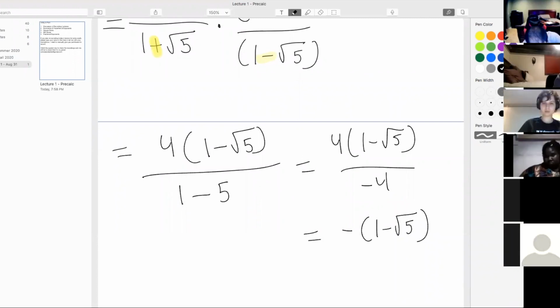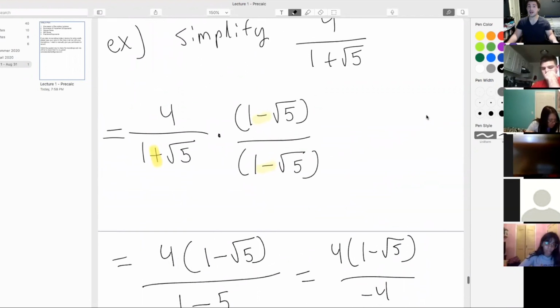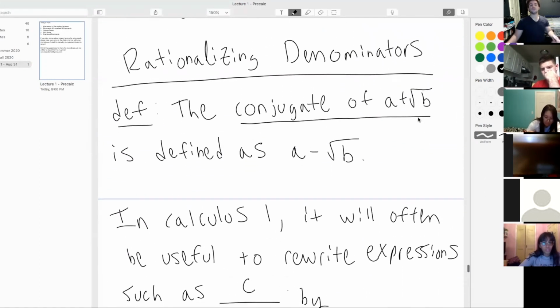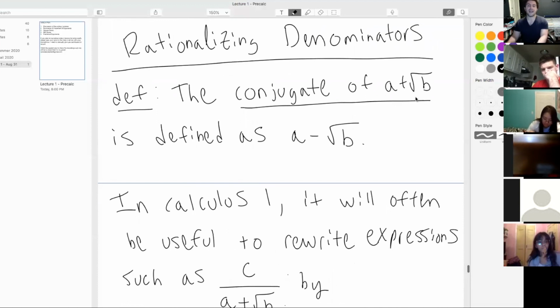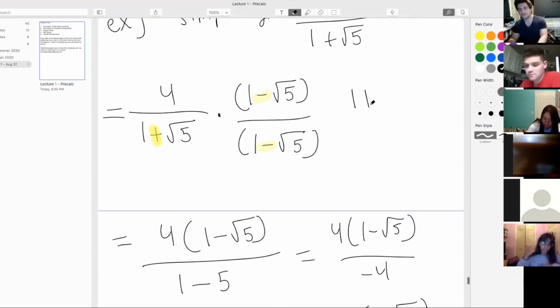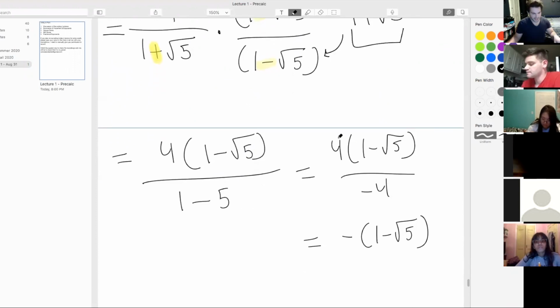I think I saw a question. Could you define what a conjugate is? Did I define it? Could you do it again? Sure. The conjugate of a plus square root of b is defined to be a minus square root of b. Here we took 1 plus the square root of 5, and we multiplied the top and bottom by the conjugate of this, which is just 1 minus square root of 5. Thank you. No problem.